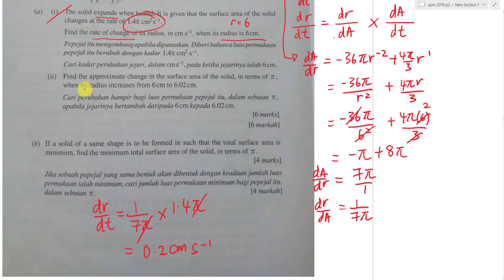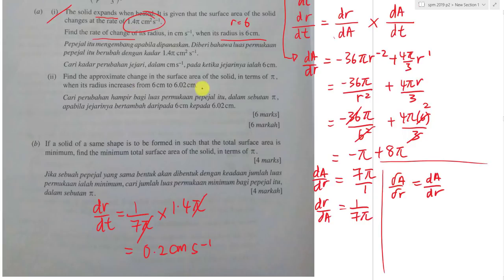And then for part 2, they ask you to find the approximate change of the surface area. So in order to get the approximate change here, we have the approximate change formula. But let me finish the question: approximate change in area in terms of pi when the radius is increased. So I believe this is change of A over change of r equals dA/dr. Change of A is what they are asking you to find, because they ask you to find the approximate change in the surface area. So this is the thing we want to find. I will leave it there.